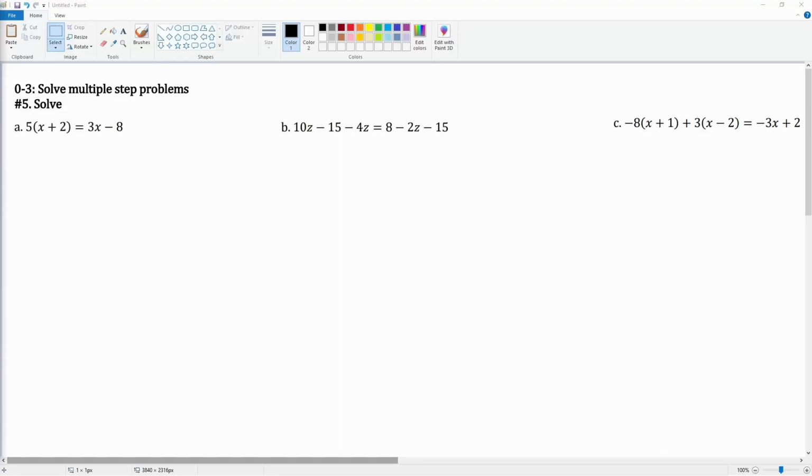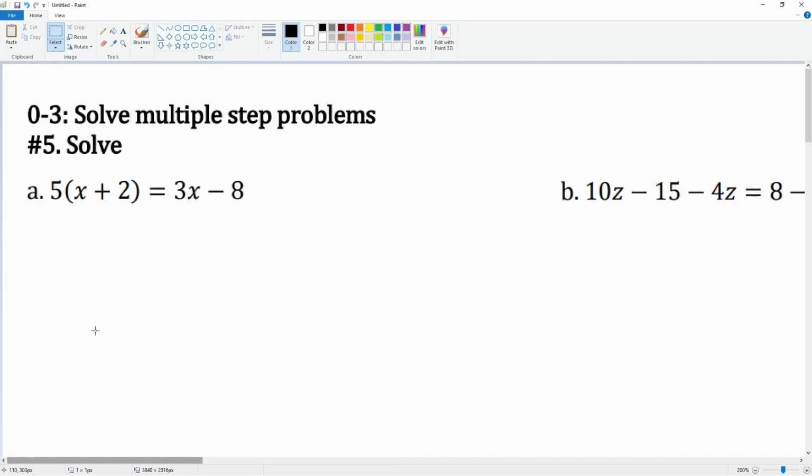Going to solve multiple step problems. Number 5 asks us to solve. Here you have A, B, and C. So let's deal with the parentheses first by distributing.